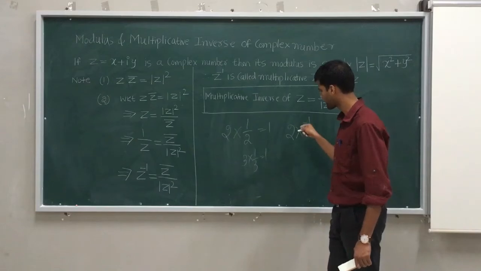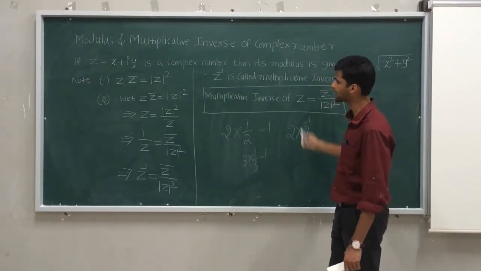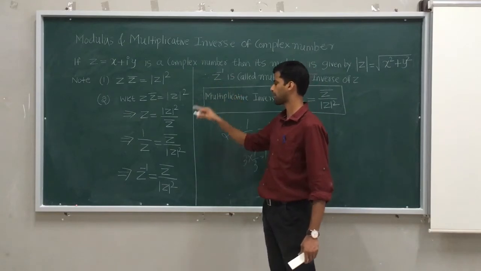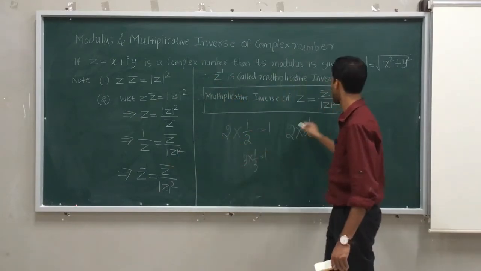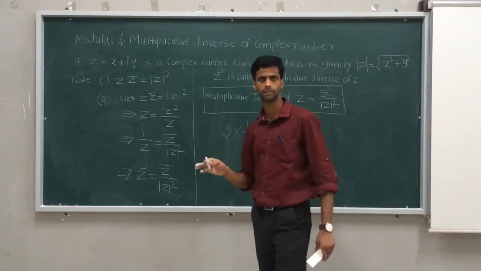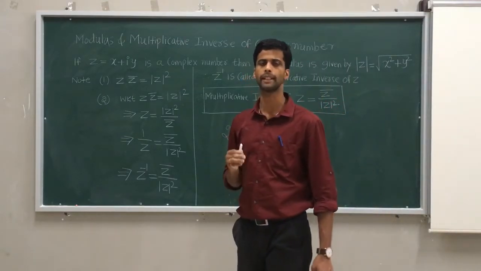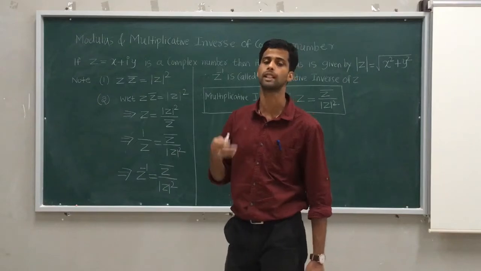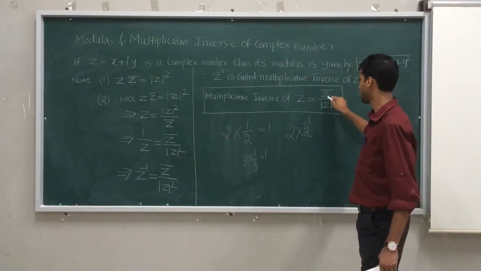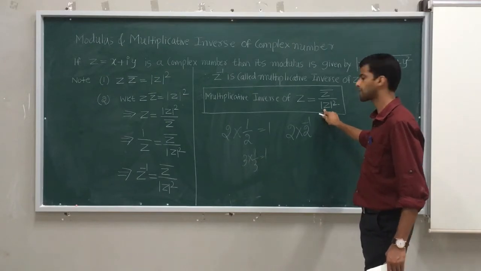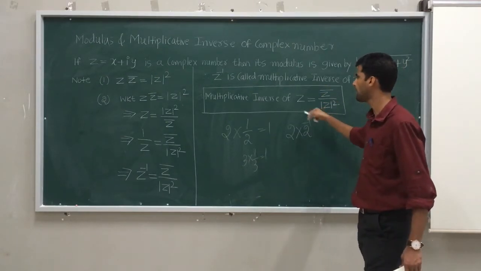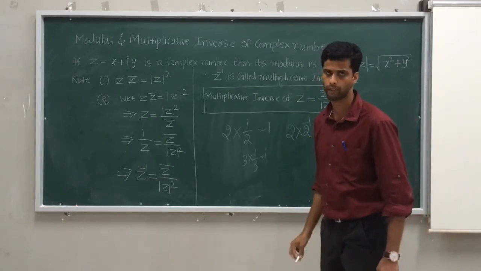Okay, so similarly if I apply these two in complex numbers, z inverse is the multiplicative inverse of z, and its formula is given by z bar divided by mod z the whole square. In the question paper they will ask, find the multiplicative inverse of 2 plus 3i. So what you should do is find z bar first, then find mod z whole square and divide. The answer you get will be the multiplicative inverse of the given number.